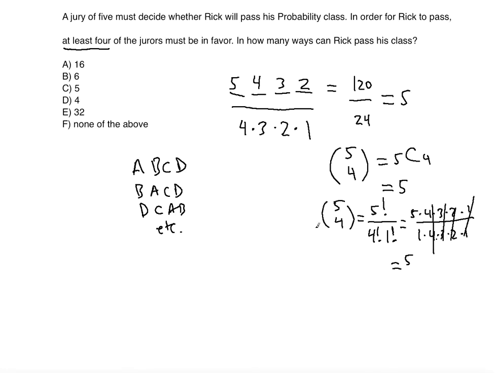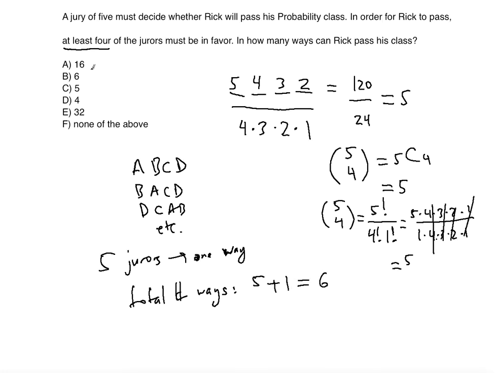But now what about if there are only 5? Well, if there are only 5, there's only one way of doing it, because all 5 jury members, that's one way. And remember, you're not going to order these 5 jurors. That's why you cannot have more than one way of having these 5 jurors, because you're not permuting. You're only finding the combination possible. So as a result, the total number of ways will be 5 plus 1, which is equal to 6. And that's answer choice B.